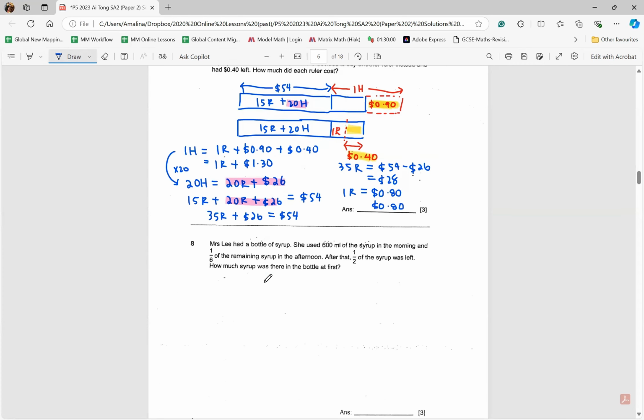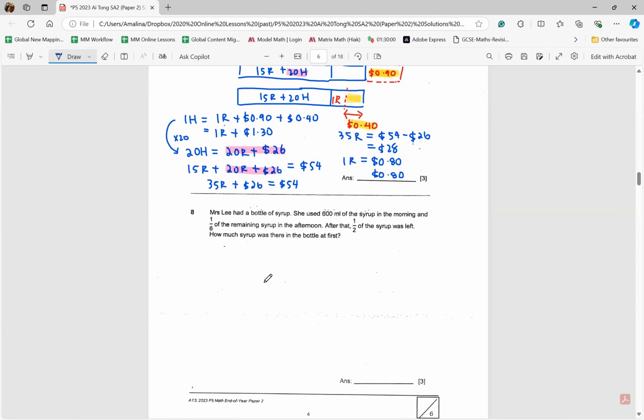Now, question number 8. Mrs. B had a bottle of syrup. She used 600 ml of the syrup in the morning and 1/6 of the remaining syrup in the afternoon. After that, half of the syrup was left. So how much syrup was there in the bottle at first?